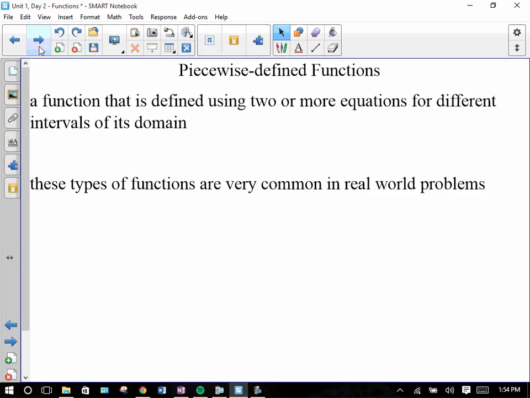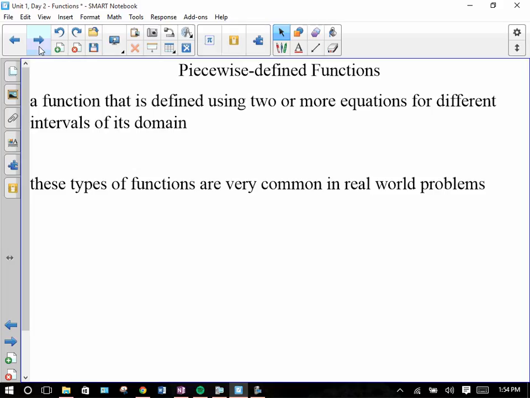It will be domain and range, it will be piecewise, and it will also be analyzing graph functions, which as long as we know how to read graphs, we'll be good with that. So a piecewise function is a function that is defined using two or more equations for different intervals of its domain. Alright? These types of functions are very common in real world problems. A lot of times you'll see this in problems that deal with business stuff.